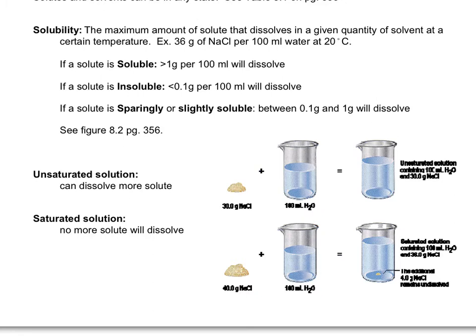Quantitatively, we can describe how much solute dissolves by describing the solubility. Solubility describes the maximum amount of solute that dissolves in a given quantity of solvent at a certain temperature. For example, the solubility of sodium chloride is 36 grams in 100 milliliters of water at 20 degrees Celsius.